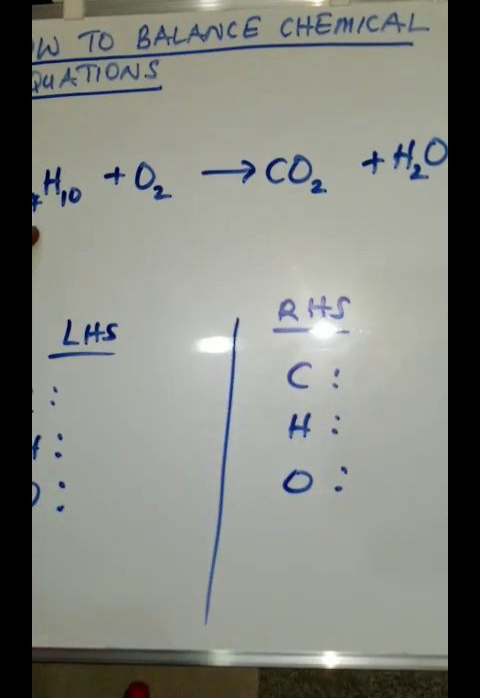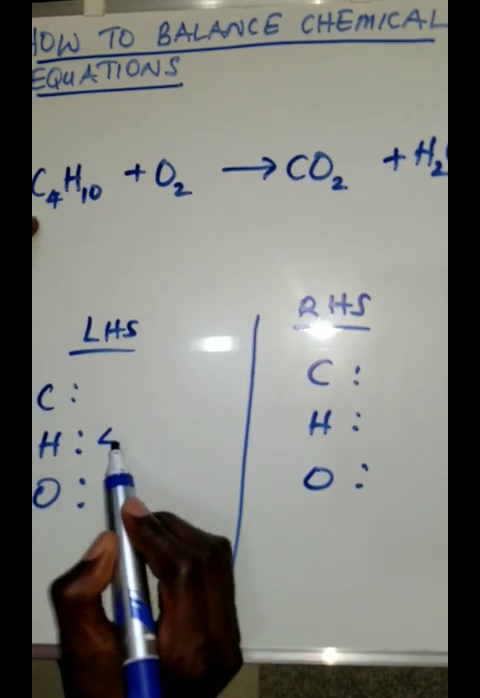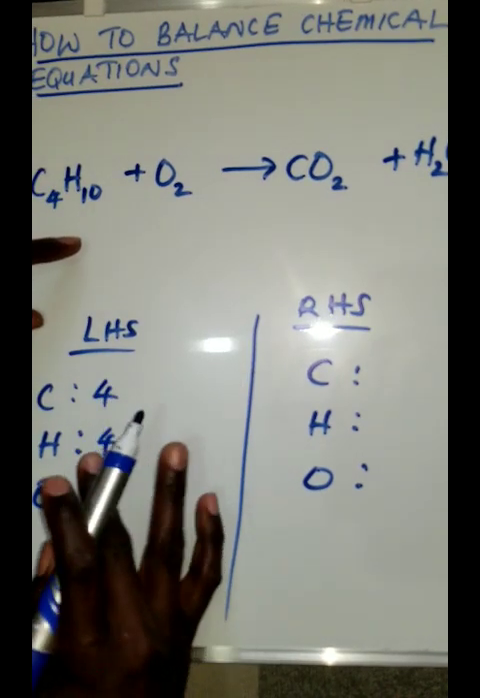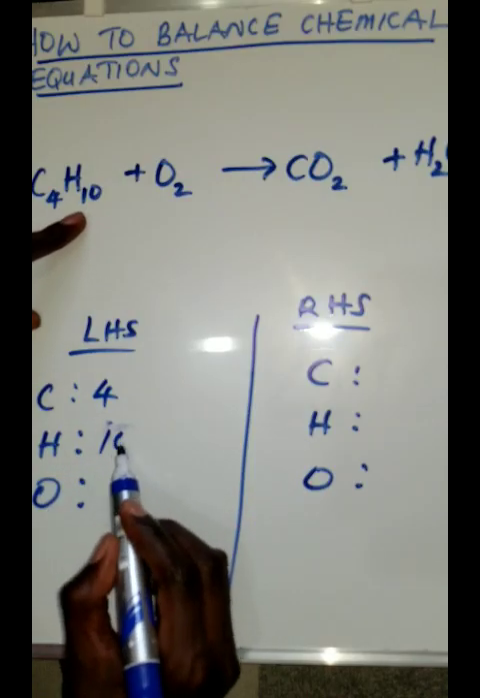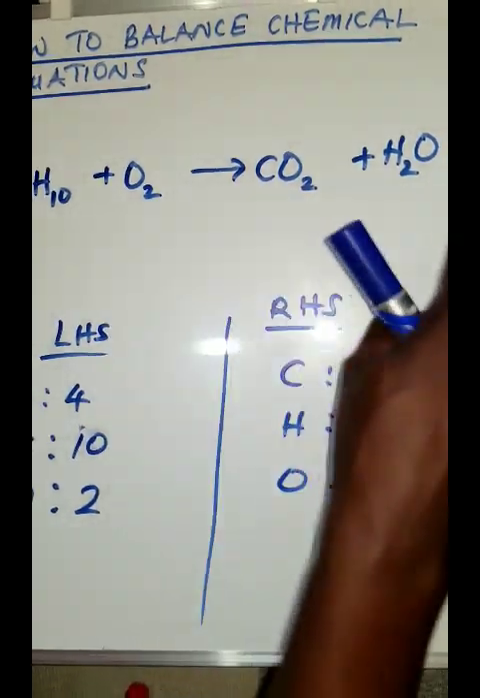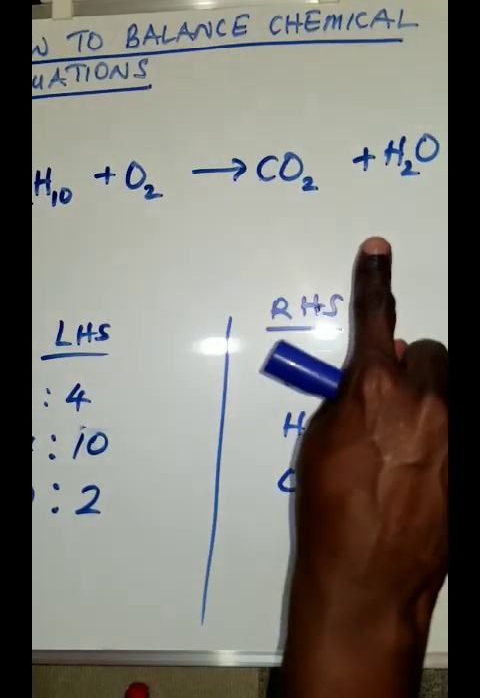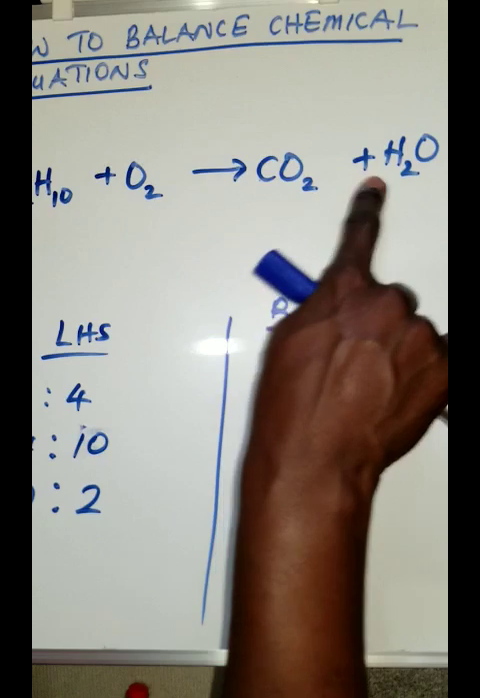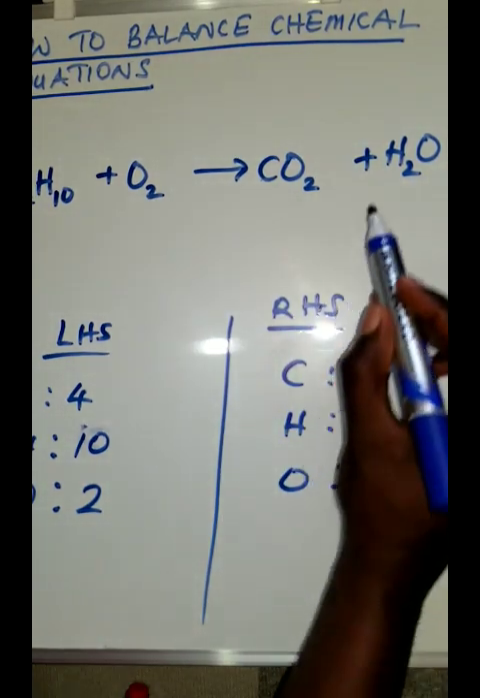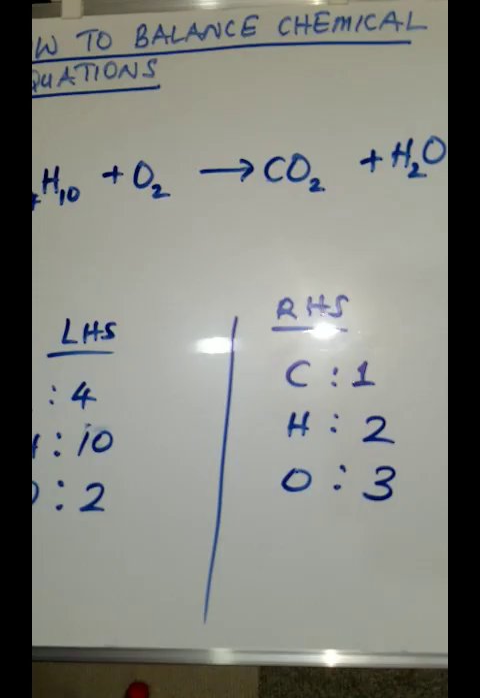So let's identify the number of atoms. For carbon, there are how many? Of course, I have 4. Carbon 4. For hydrogen, there are 10. Oxygen 2 on the left hand side. What about on the right hand side? Carbon 1, oxygen, it's 2 plus the 1 that is there, so it is 3. But for hydrogen, it is 2. So you can see that this equation is not balanced. So we need to balance.